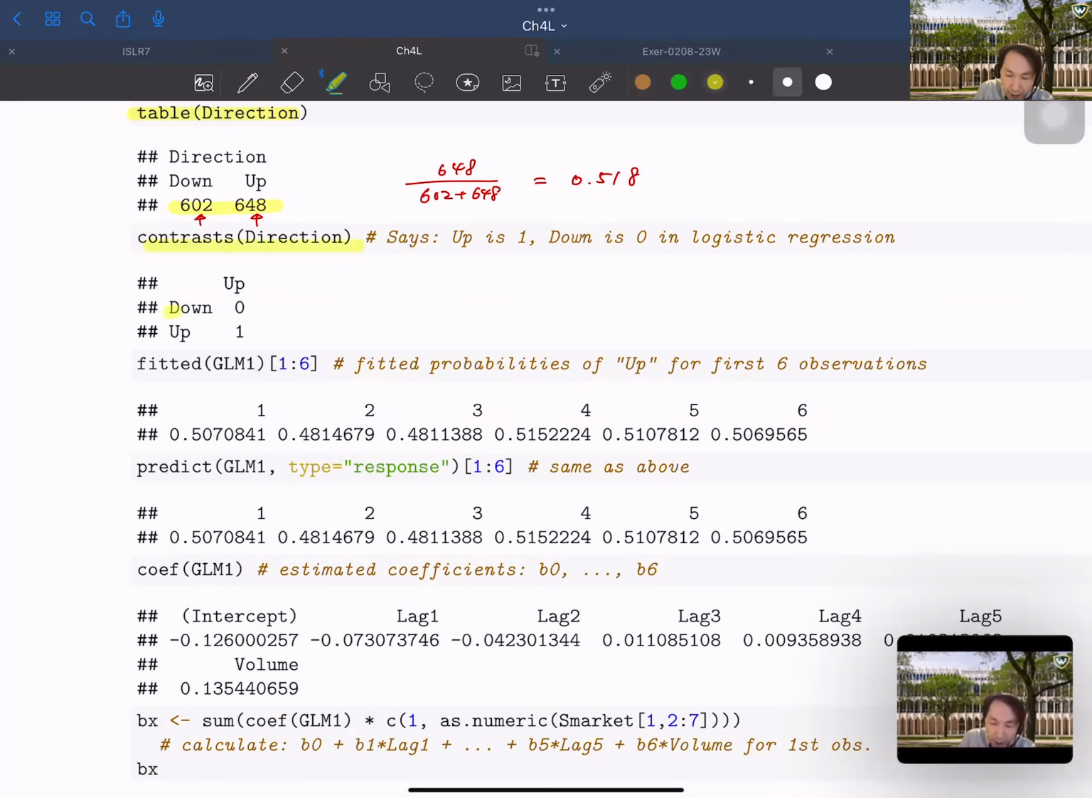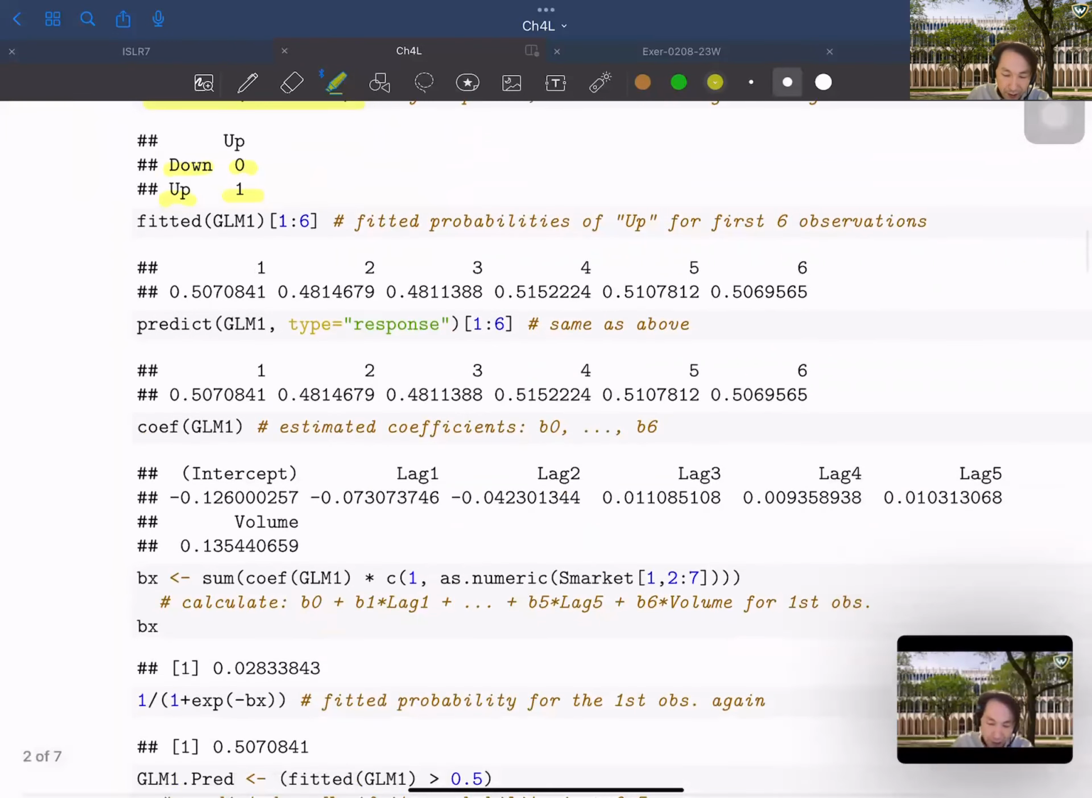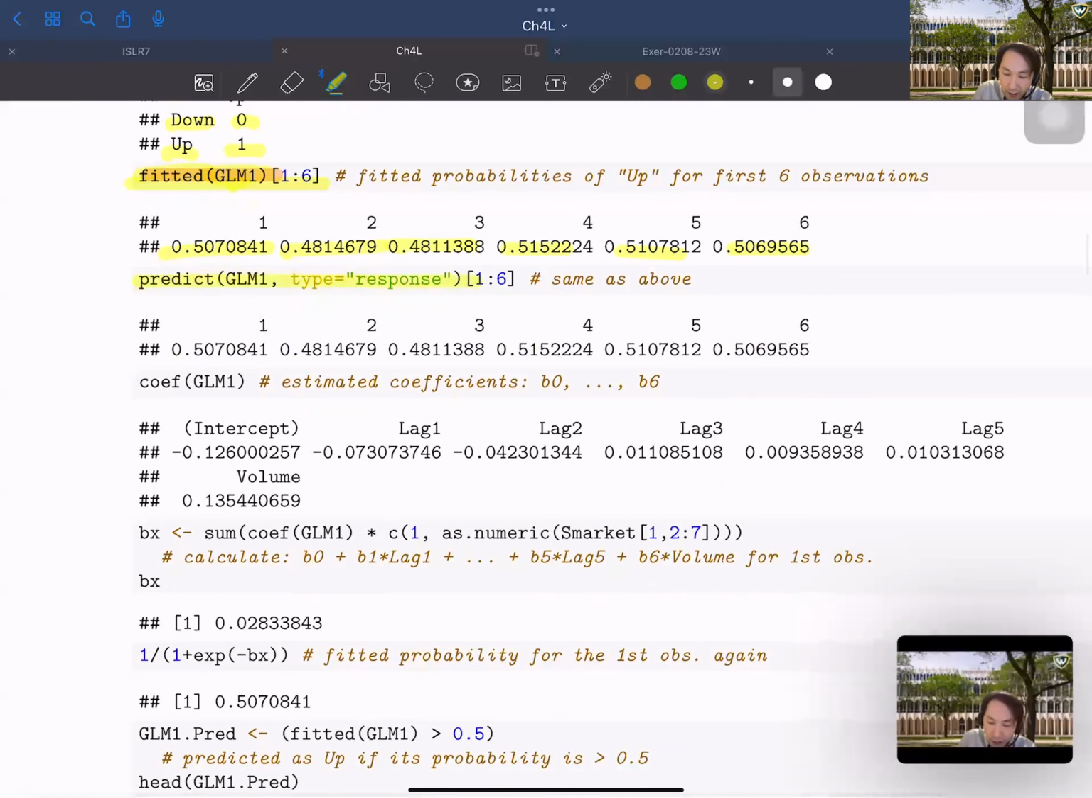And here R recognized down as 0, up as 1, probably because down comes earlier in the dictionary order. D comes before U. And this is the fitted probability. You can use fitted GLM. The fitted probability for the first observation is 50.7%. So based on the lag values on January 2nd, 2001, the model expects that the stock market goes up with probability 50.7%. Next day, 48.1%, and so on. We can do the same thing with the predict function with type equal to response.